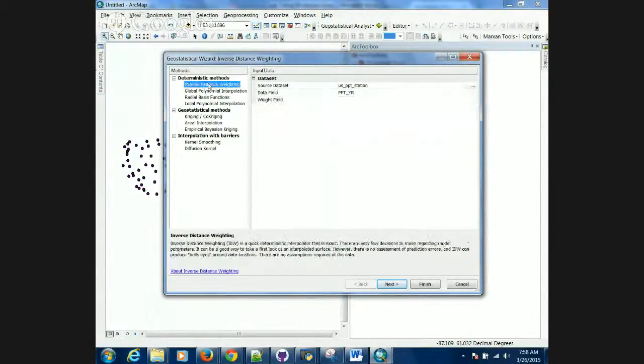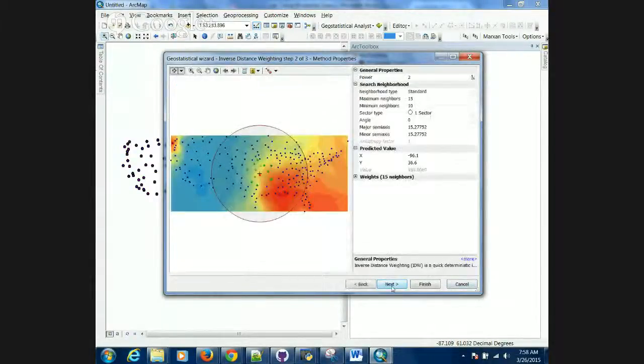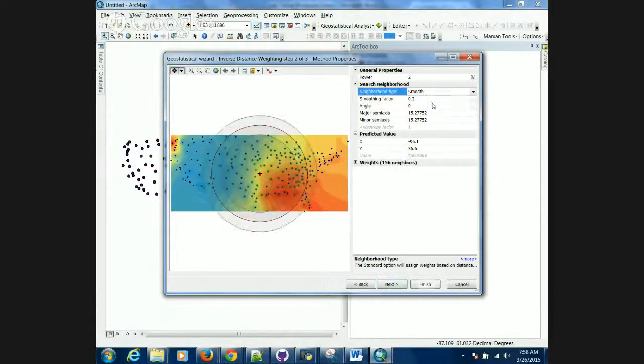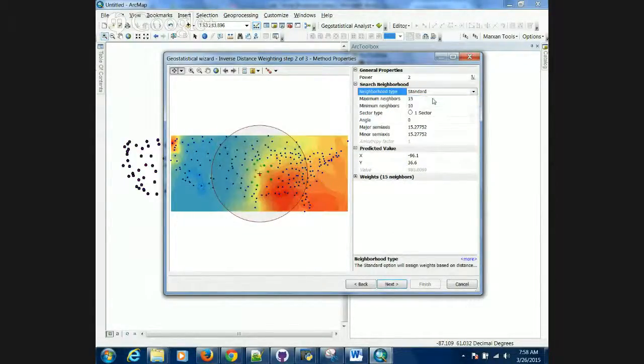And make sure that the method you select is inverse distance weighted. Okay, so you click next. Here you have a screen that will allow you to change a lot of those parameters that we talked about last week that you're familiar with. Changes to the minimum neighbors, the maximum neighbors. You could change the search neighborhood type to being standard or smooth, which is actually different. That does not exist on the other method.